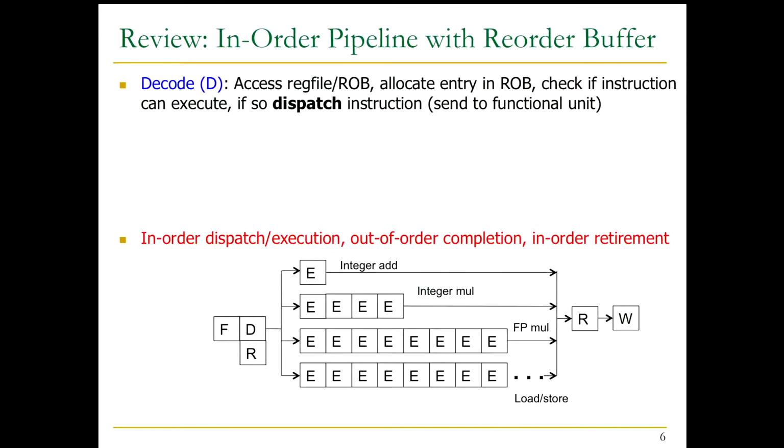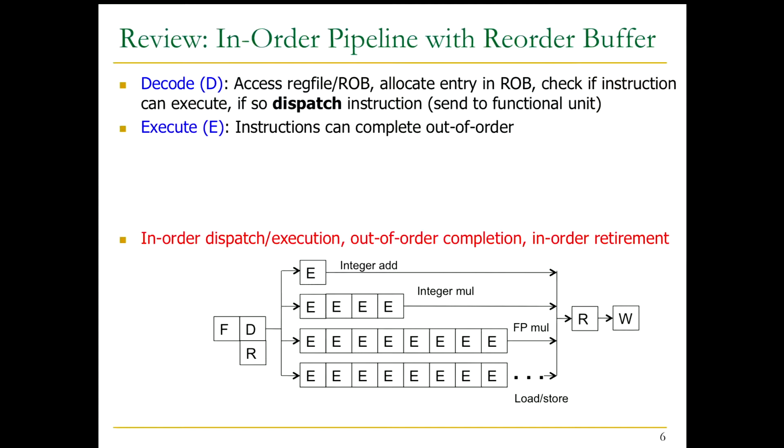So we're only stalling on flow dependencies, the true dependencies, read after write. If the instruction can execute, meaning that it doesn't depend on any of the instructions over here, you can dispatch the instruction. Dispatch means send to the functional unit. And we have multiple functional units with different latencies. And even a single functional unit may take different latencies, as we've discussed. Multiply by zero, for example, can take much shorter than multiply by 1,238.